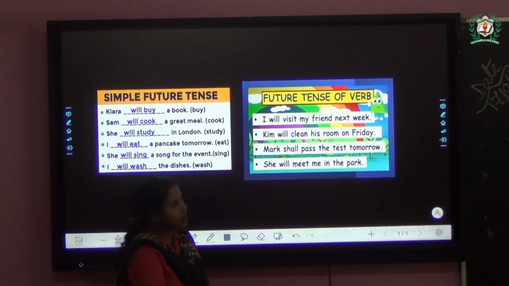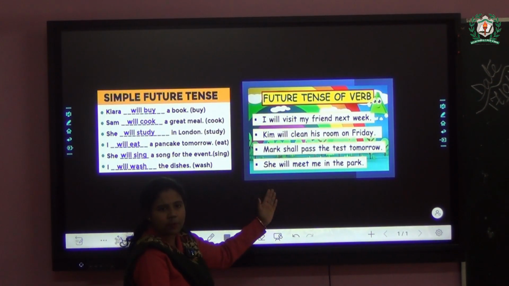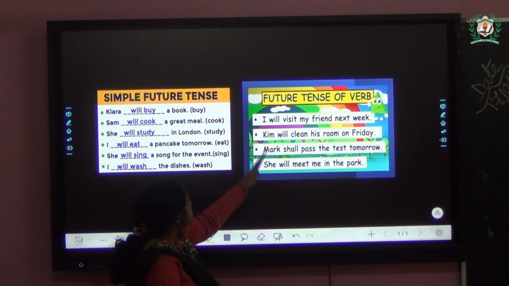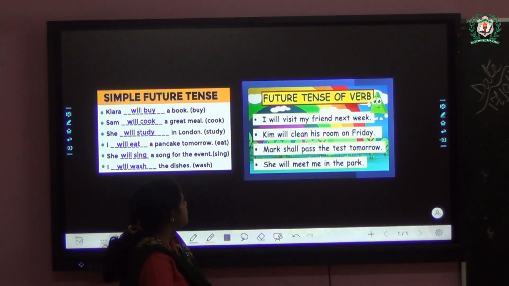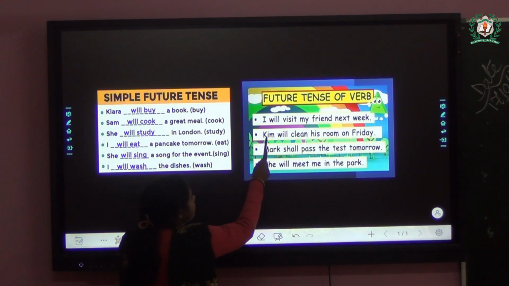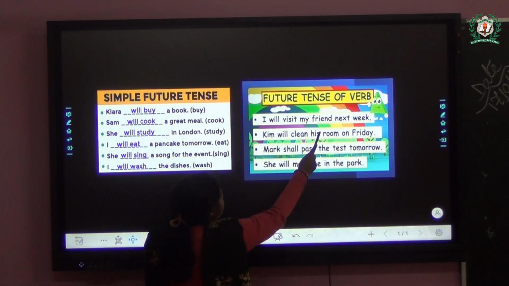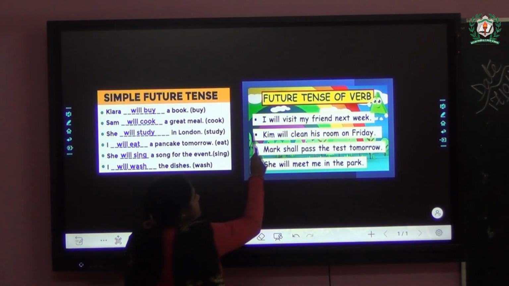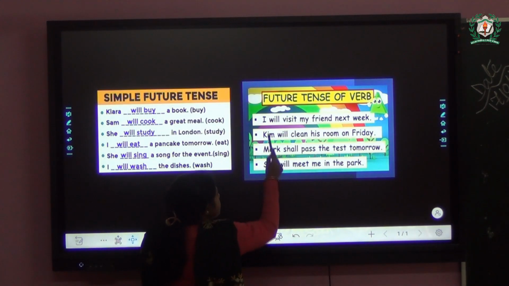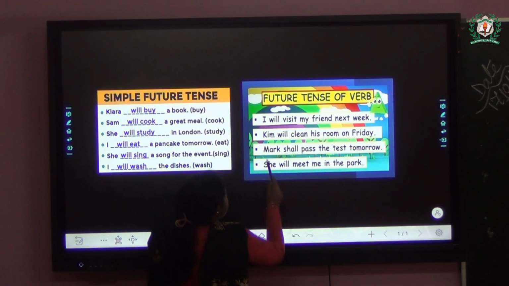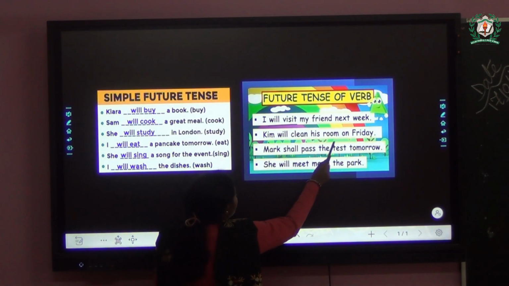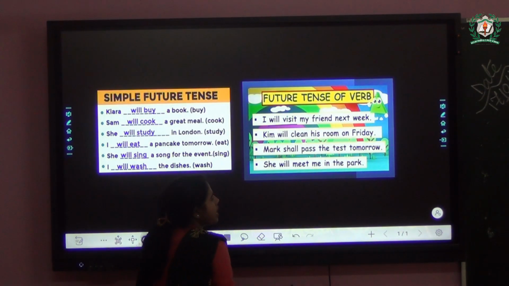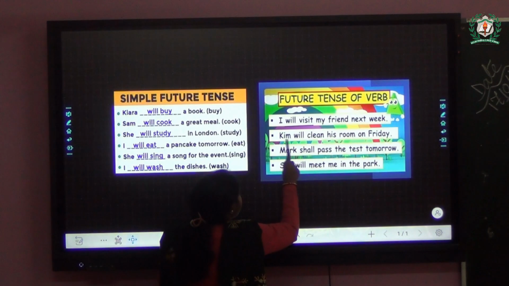So, let's do it on our own. Let's underline the verb part. All of these you can see are future tense examples. I will visit my friend next week. What is the verb here? Say everybody. What is the verb? Will visit. Very good. Kim will clean his room on Friday. What is the verb here? Will clean.